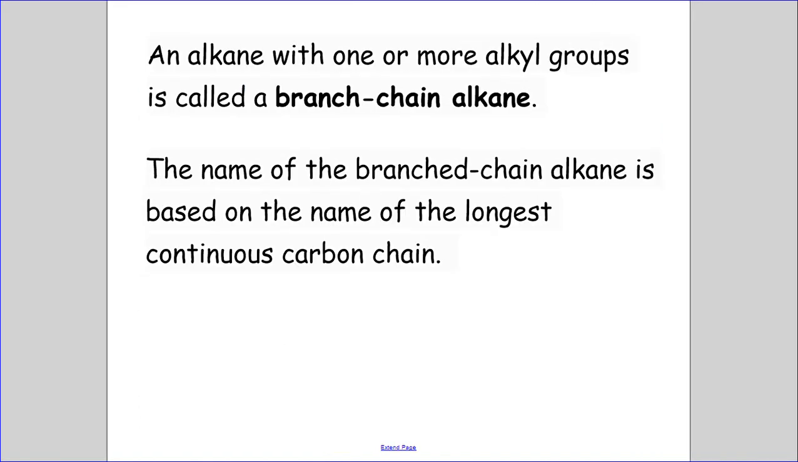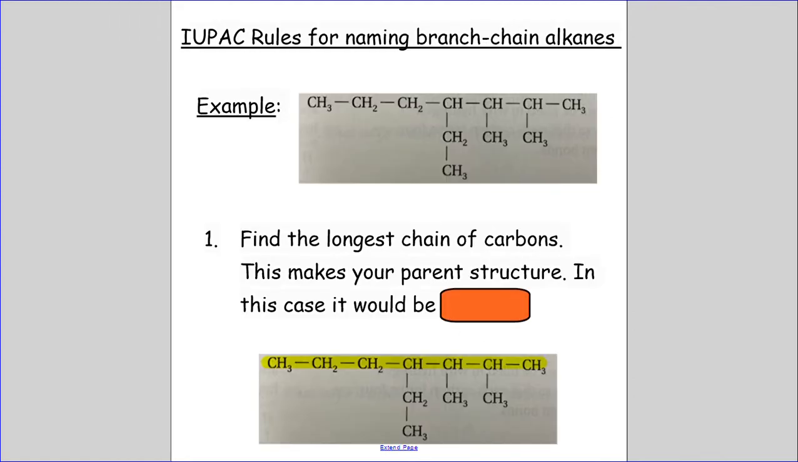So an alkane with one or more alkyl groups is called a branched chain alkane. The name of the branched chain alkane is based on the name of the longest continuous carbon chain. So that's how it's named, but then there's all kinds of little rules, little things that we have to take into consideration. So let's start to get into some of these.